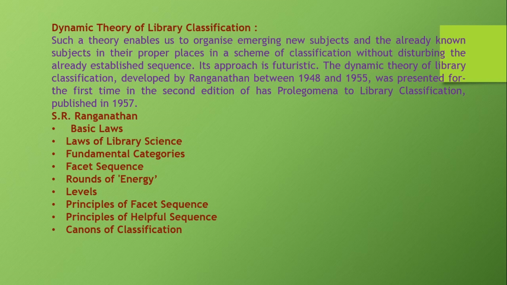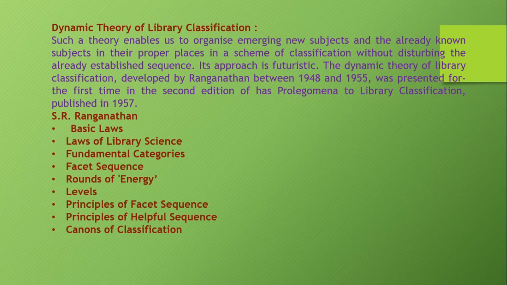To achieve a helpful sequence of entities in an array, Ranganathan formulated 8 principles of helpful sequence, and these are: principle of ladder in time, principle of ladder in evolution, principle of spatial contiguity, principle for quantitative measure, principle of increasing complexity, principle of canonical sequence, principle of literary warrant, principle of alphabetical sequence.